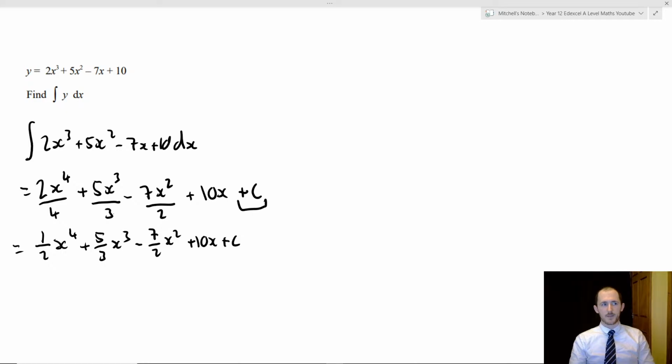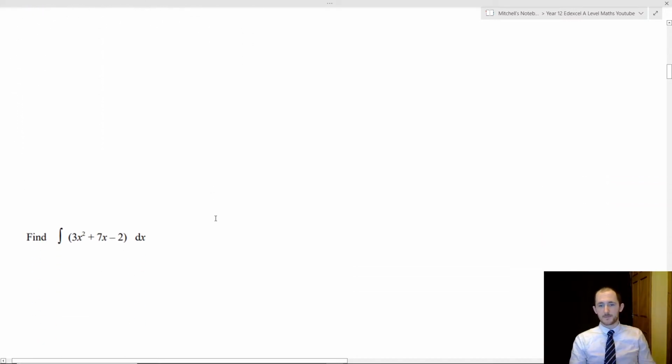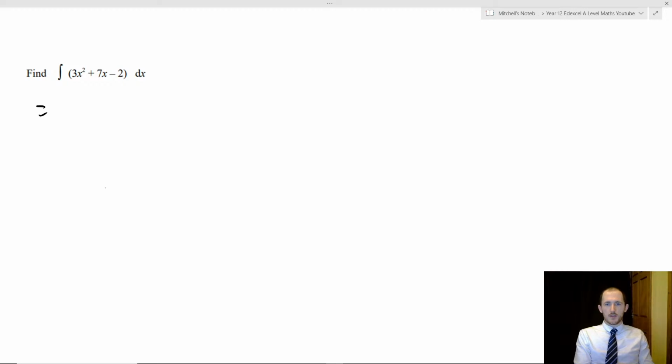Nice and easy. So again, these can be kind of 3 or 4 mark questions, so hopefully you can get those extra marks. Again, similar thing. Add 1 to the power and divide by the new power. Add 1 to the power, divide by the new power, minus 2x, and then don't forget the plus c.